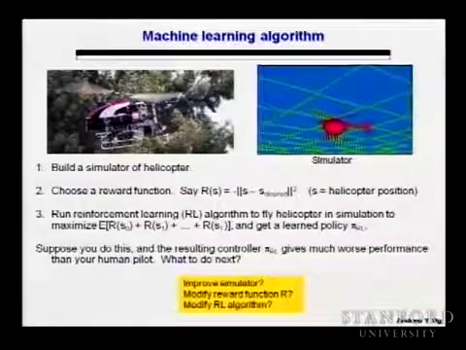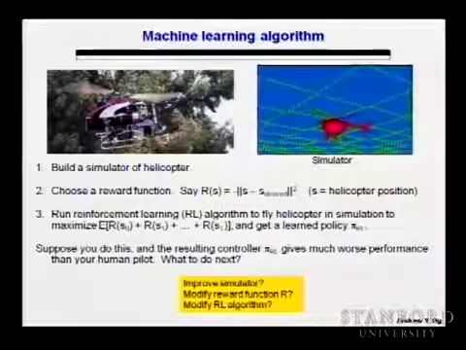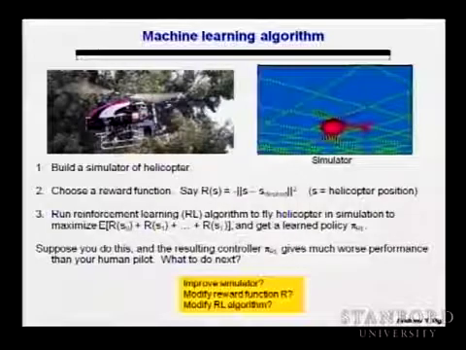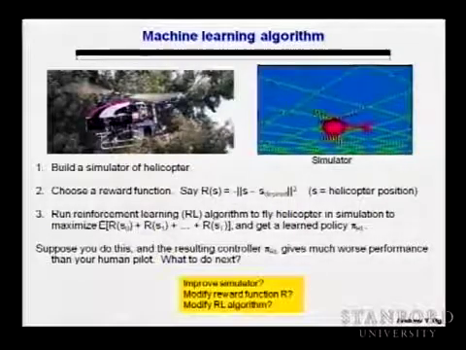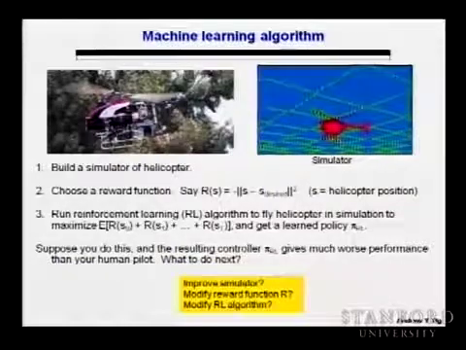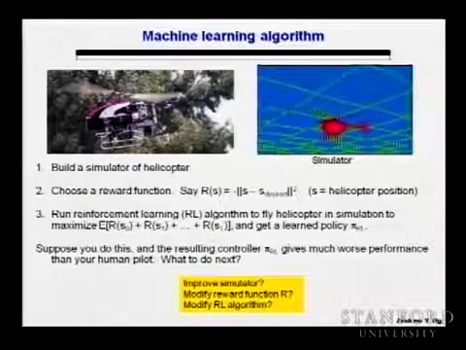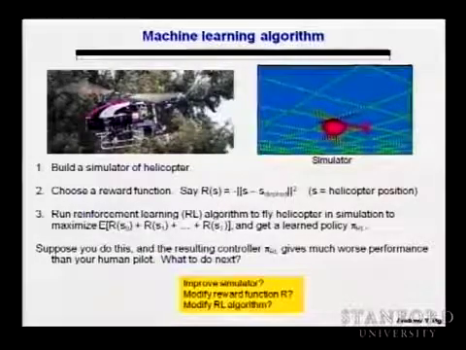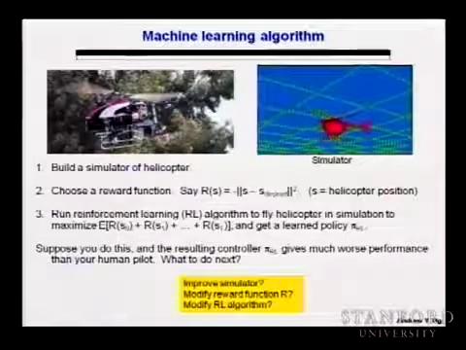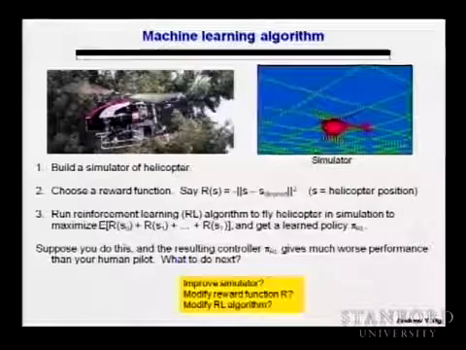Well, here are some of the things you might do, right? You might try to improve the simulator. Maybe I fit a linear model to my helicopter dynamics, but I think it's actually nonlinear. Or maybe you want to collect more training data so you can get a better estimate of the transition probabilities of a helicopter. Or maybe you want to fiddle with the features you use to model the dynamics of your helicopter. Right? Other things you might do, you might modify the reward function R if you think it's not just a quadratic function, maybe it's something else.